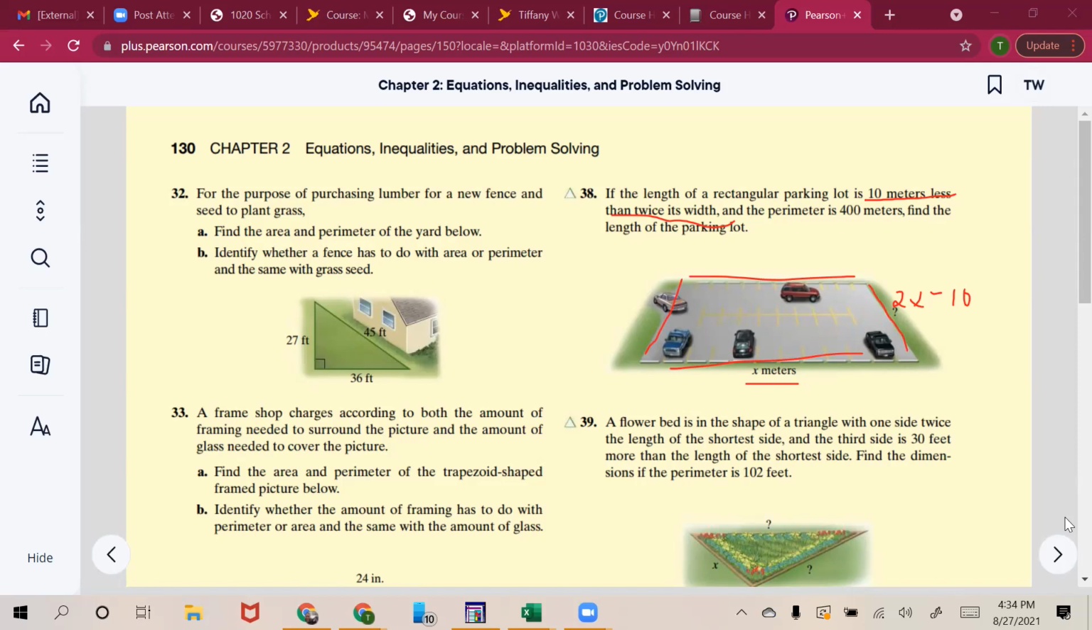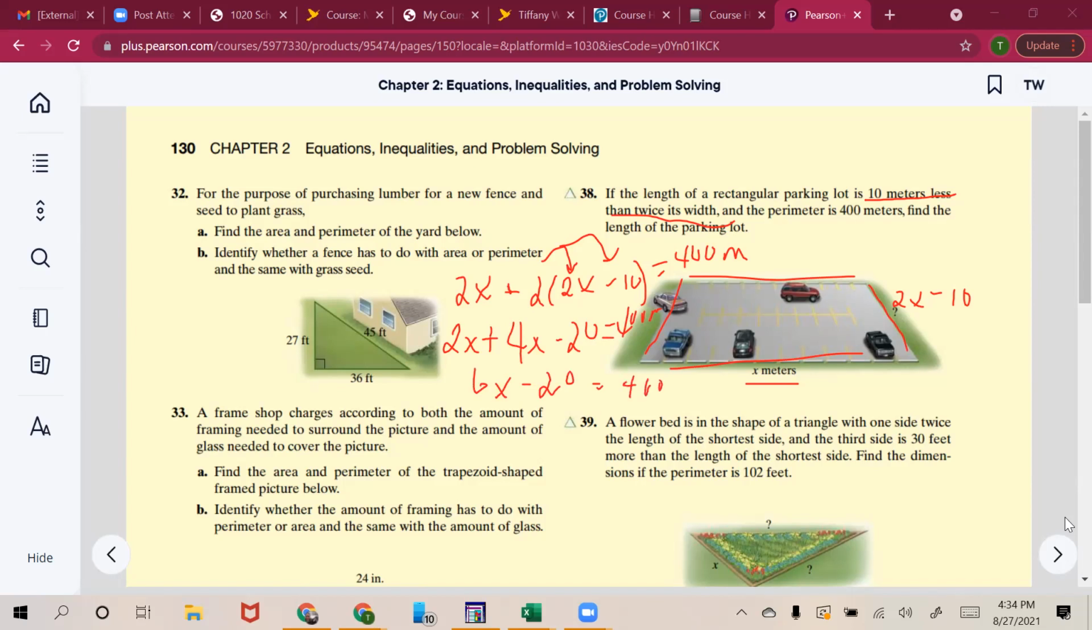So I'm going to do 2 times the width, 2x, plus 2 times the length, which is 2x minus 10. And that's going to equal 400 meters. So let's clean this up. I've got 2x. I'm going to distribute out my 2. So this is going to be plus 4x minus 20 equals 400 meters. Okay, let's combine like terms. 2x and 4x gives me 6x minus 20 is equal to 400 meters.